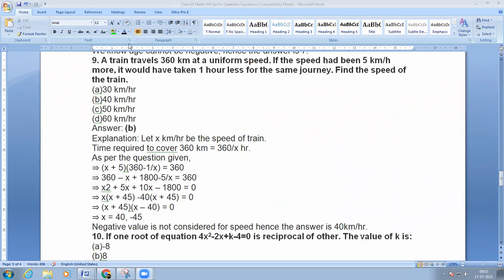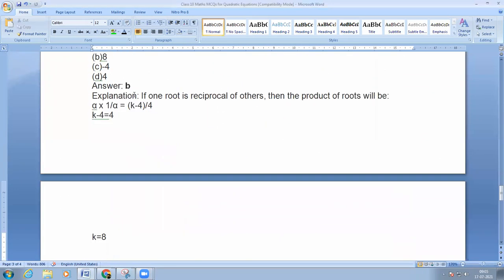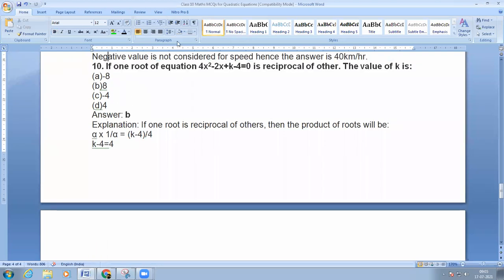Next, question number 10. If the roots of the equation are reciprocal of each other, it means the roots are x1 and x2, because it is a quadratic equation and the degree is 2. So there are two roots and the two roots are reciprocal of each other, which means if one root x1 is alpha, then x2 is 1 upon alpha, because they are reciprocal of each other. Find the value of k.